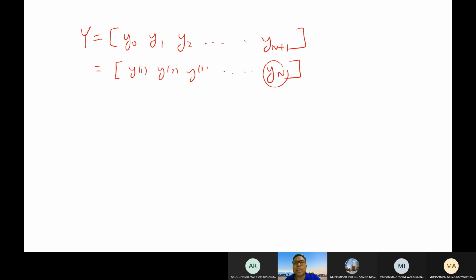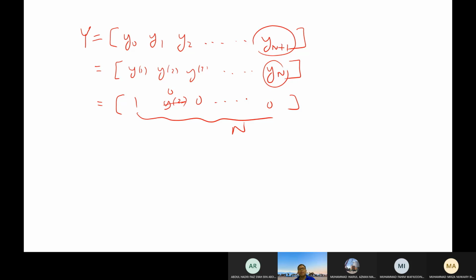Kenapa jadi Yn ni bukannya Yn plus 1? Sebab ini nilai jadi 1, yang ini Y2 yang saya tak tahu nilai, starting value is 0 lah. Tetapi bilangan dia sini adalah N, bukannya N plus 1. Kenapa? Sebab kita anjak dia ke depan, dan kalau letak kosong, tak boleh nak baca benda tu. Jadi maksudnya kita sekarang ni ada N bilangan point, bukannya N campur 1 punya point.